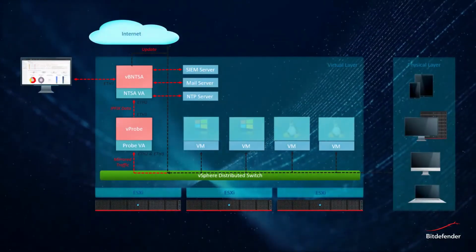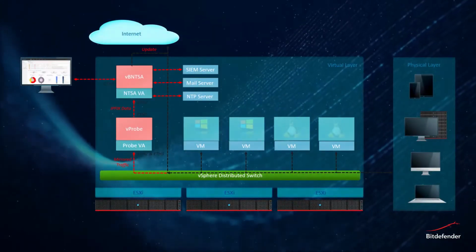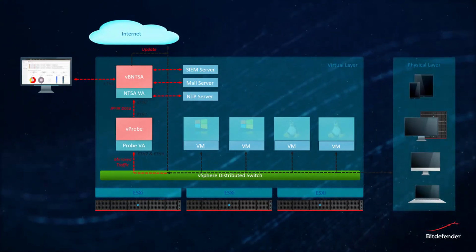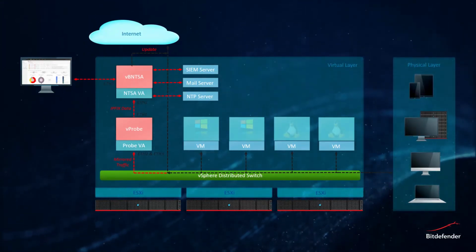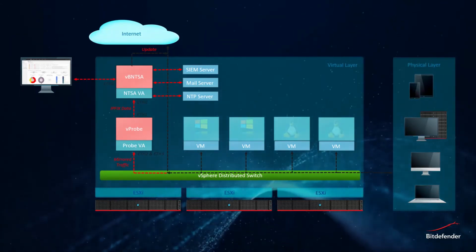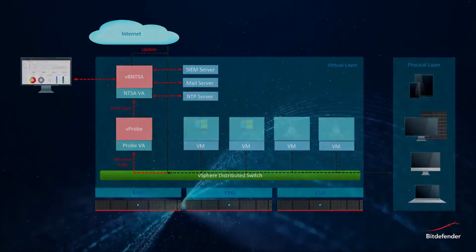Bitdefender's NTSA solution consists of two appliances. First is the probe, which extracts metadata from the network traffic and transports it to the NTSA. The second one is NTSA itself, which analyzes and stores all the flow data, and reports any indicator of compromise.